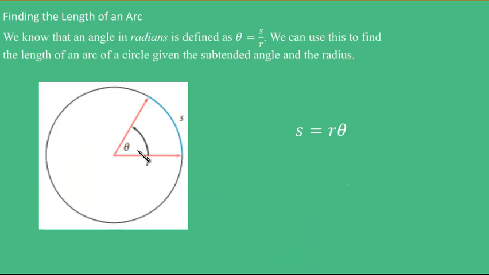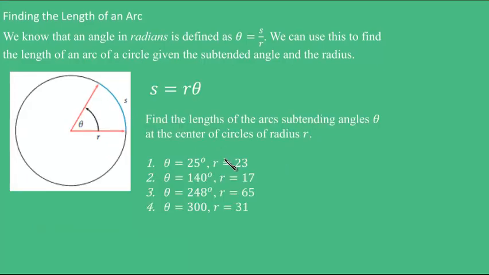We know that in radians, an angle is defined as the ratio of the corresponding arc, the length of this arc, to the length of the radius. And that's given by this expression here. So given this expression, we can transform it, and given the radius of the circle and the angle in radians, we can then easily find the length of this arc. So here are some examples that we can work with.